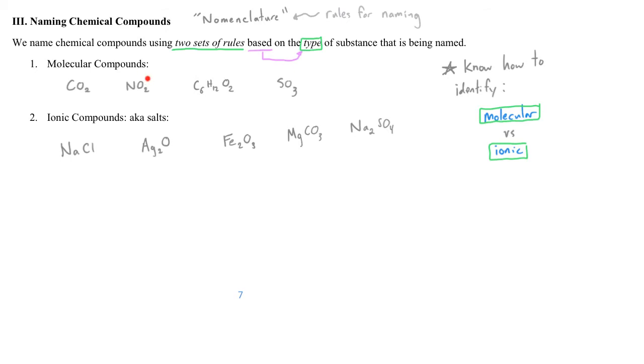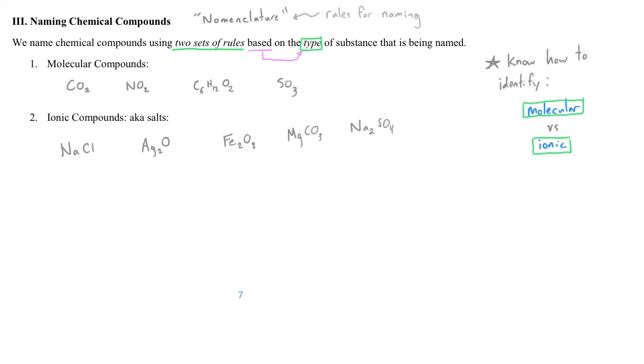I used things like di and tri up here, like carbon dioxide, nitrogen dioxide, sulfur trioxide, but I didn't say that down here. I just said silver oxide, iron oxide, sodium sulfate. So that's one important distinction that you will be learning about. Now let's go into the details of how we actually differentiate between molecular versus ionic compounds.